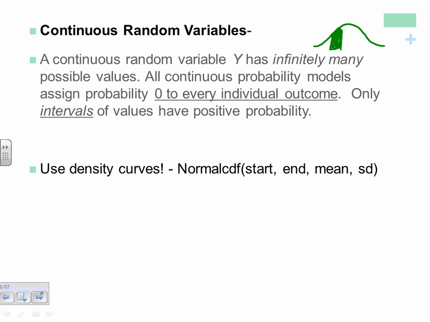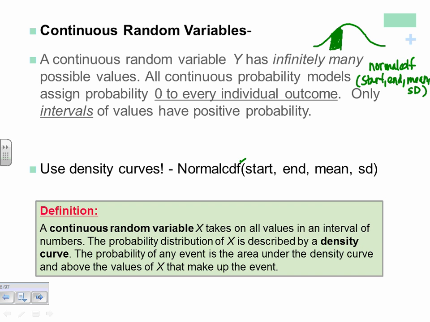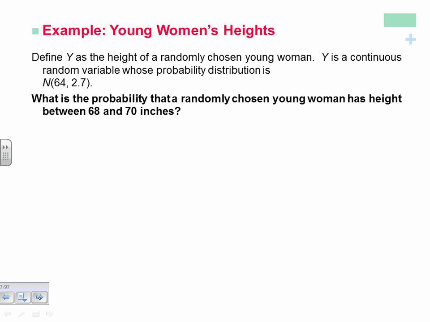And if you remember, we're going to be doing the normal CDF for that. And that's the start, end, mean, comma, standard deviation. Oh, look, and I wrote it there. Okay. So a continuous random variable x takes on all values in an interval of numbers. The probability distribution of x is described by a density curve. The probability of any event is the area under that density curve. So if I have continuous, I'm going to be dealing with density curves. If I have discrete, I'm going to be dealing with probability distributions.